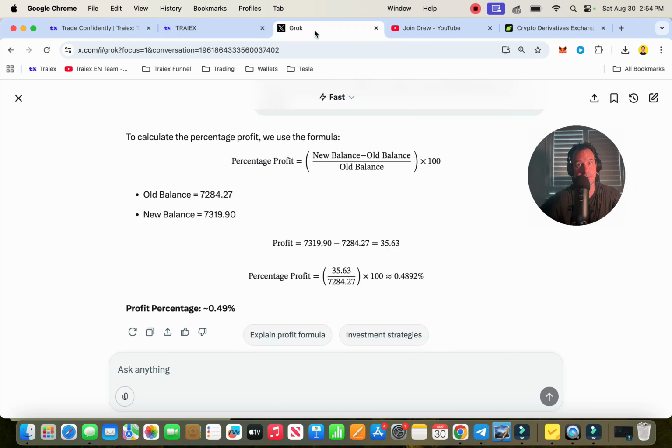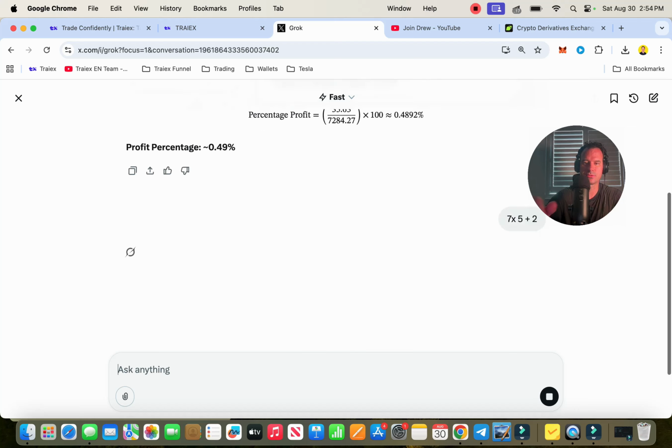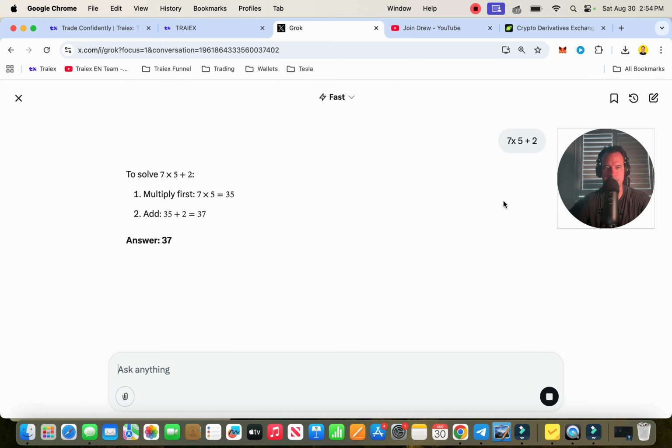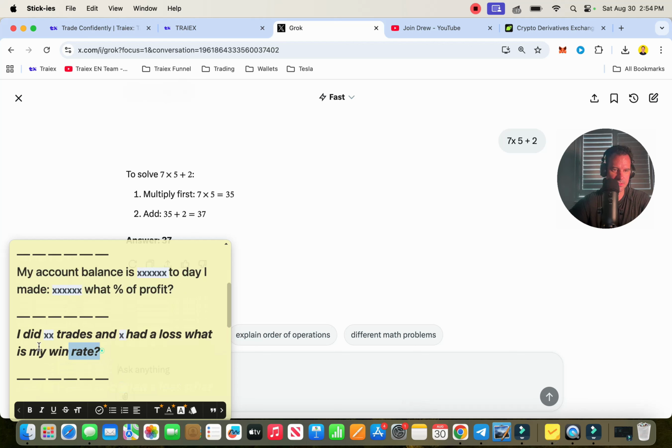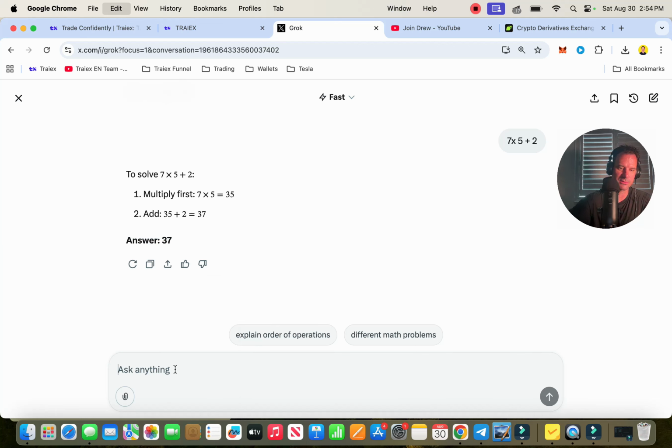Okay, so 7 times 5 plus 2. So it did a lot of trades. So this is going to be on the higher side of things. It's 37. And then we'll grab our next command here. And it had 6 losses. So yeah, the win rate's going to be really high, this is yesterday's win rate. 37. And then the losses was 6.